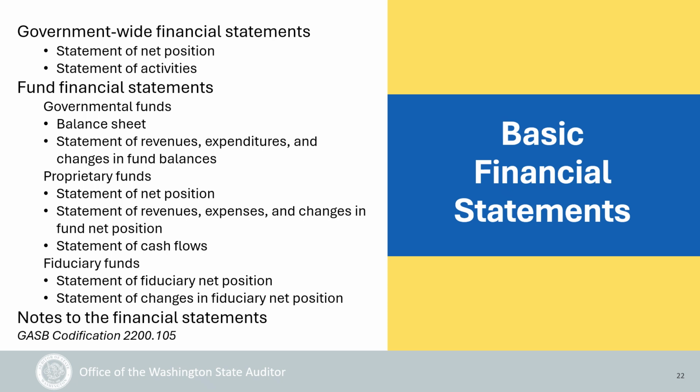The fund financial statements provide financial statements for each fund category separately, which includes the governmental funds, proprietary funds, and fiduciary funds. In these categories, they will each provide a balance sheet or statement of net position and a statement of changes in fund balances and net position. The proprietary fund also includes a statement of cash flows.